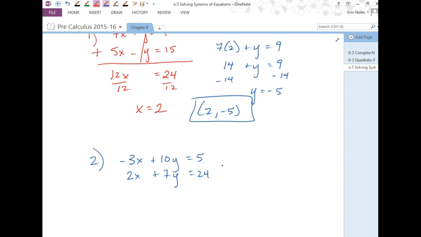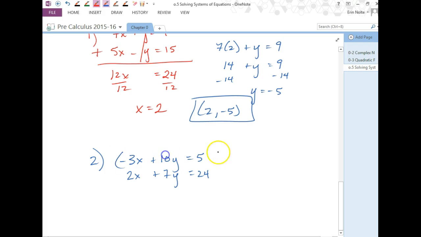Okay, so for this one, first decision, am I going to eliminate the x's or eliminate the y's? I said x. Okay, I would agree with x. You could absolutely eliminate the y's, but you have less high numbers to multiply by with the x. So if I was going to eliminate the x's, I need to have the same value in front. So I have a 3 and a 2. What's the least common multiple of 3 and 2? 6. So I need to make both of those turn into 6's.